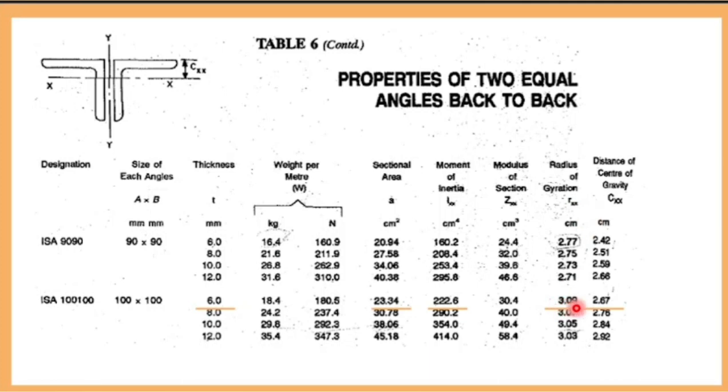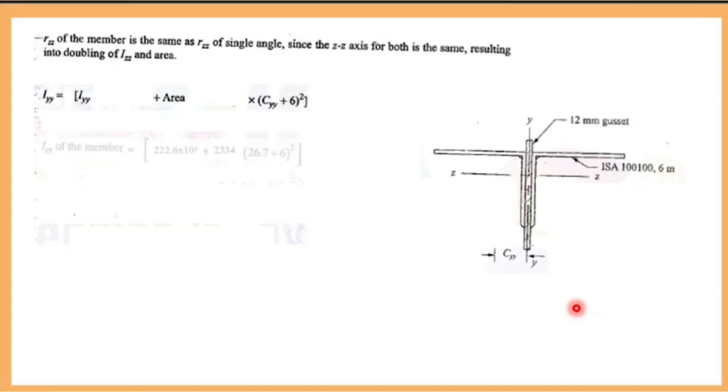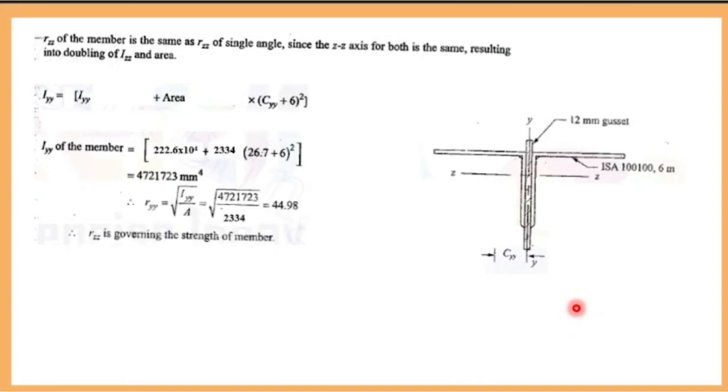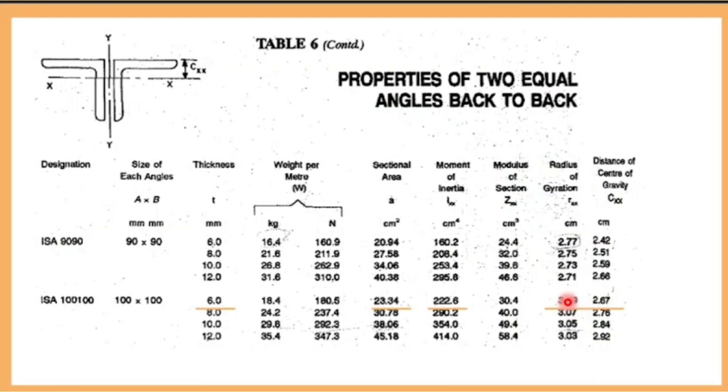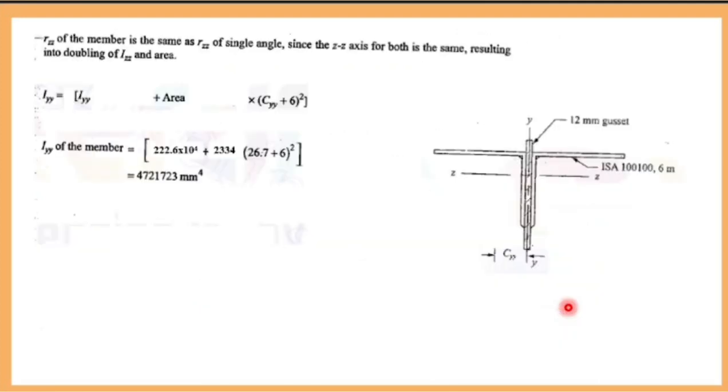3.09, that is 30.9. Which is greater, 30.9 or 44.98? Now, which one do you have to take? The least as the radius of gyration. So you can take 30.9 as your radius of gyration. Why are we taking 30.9 as it is? Because it is in symmetry. In the x-axis it is in symmetry, hence you are taking the radius of gyration value from the table.